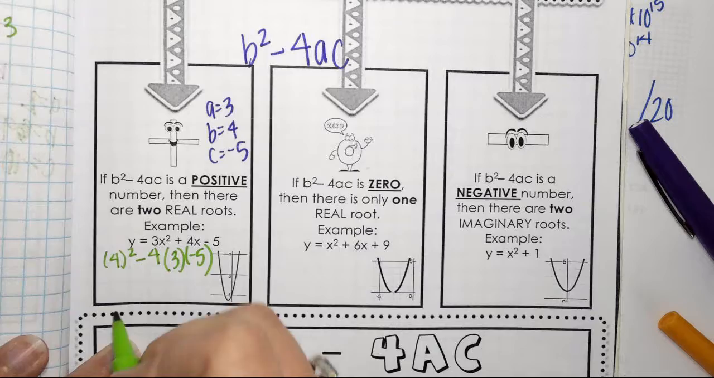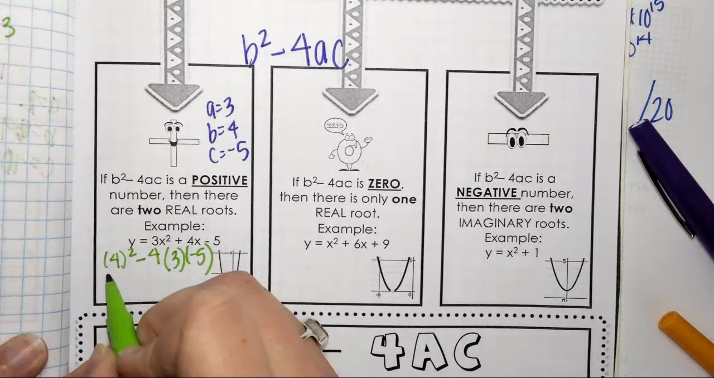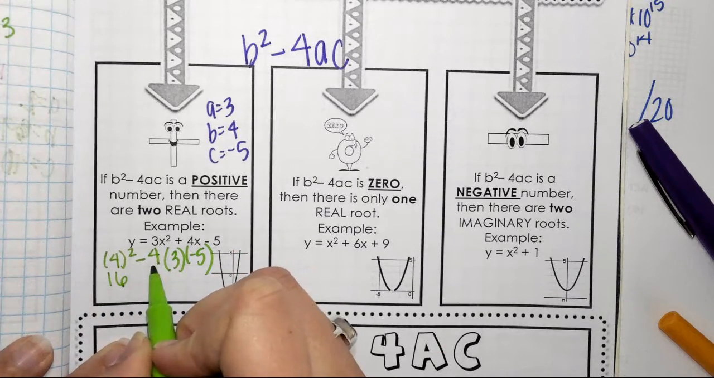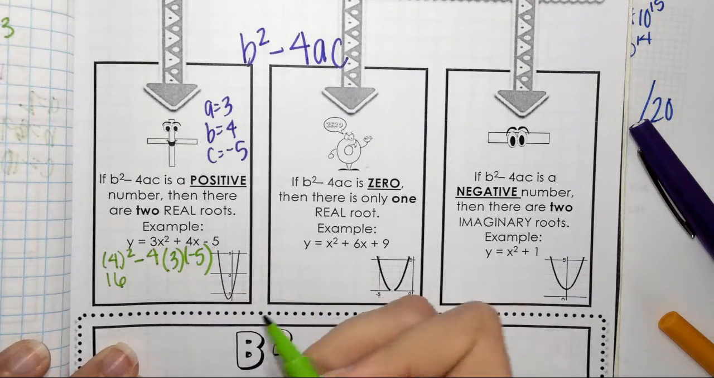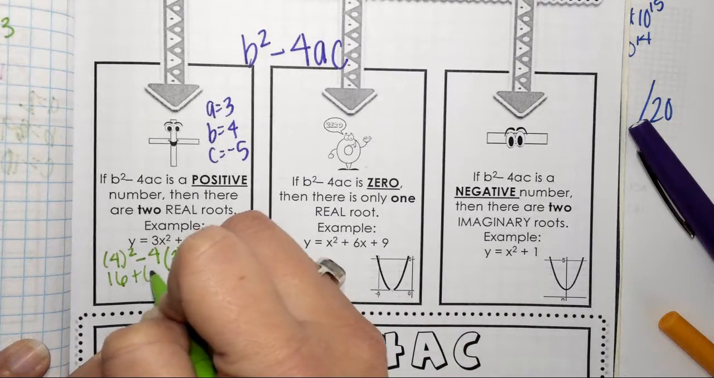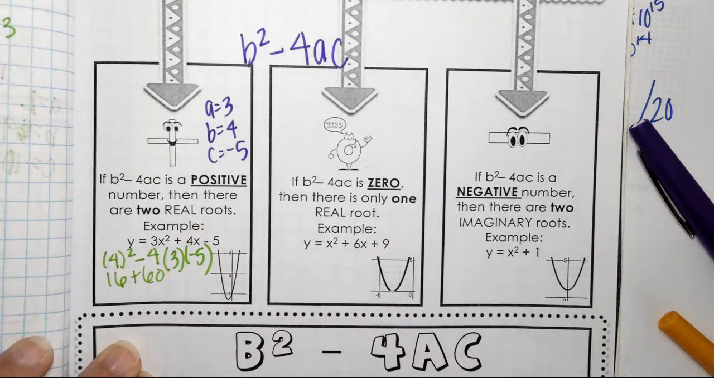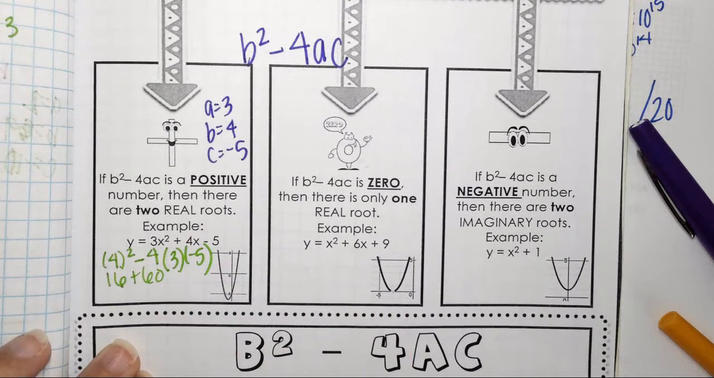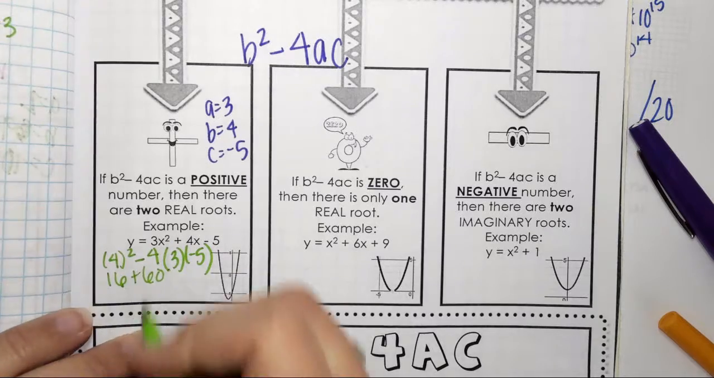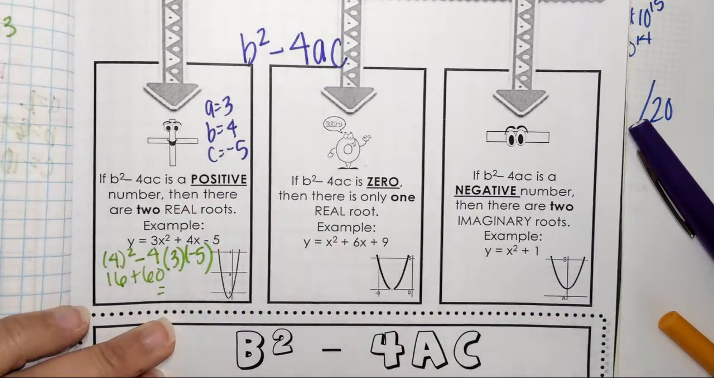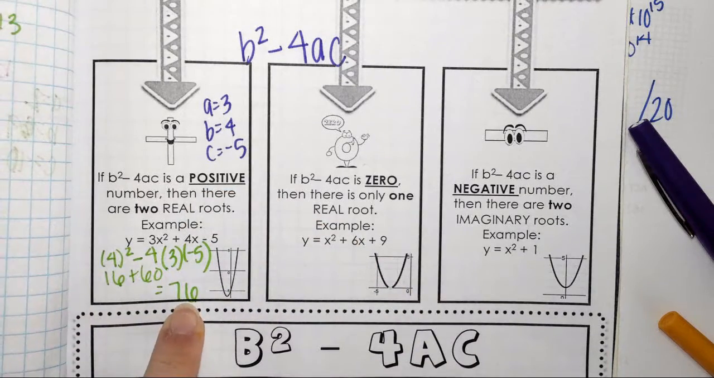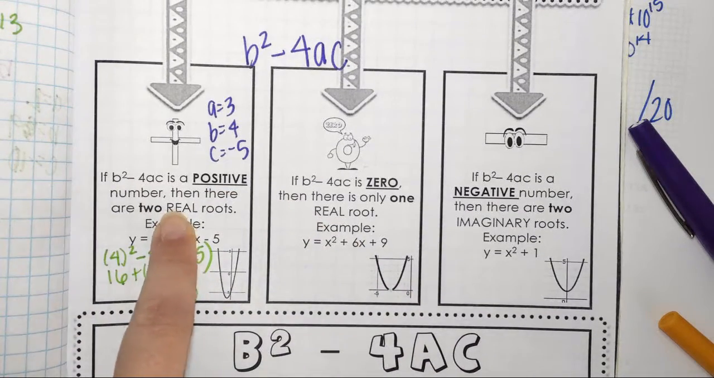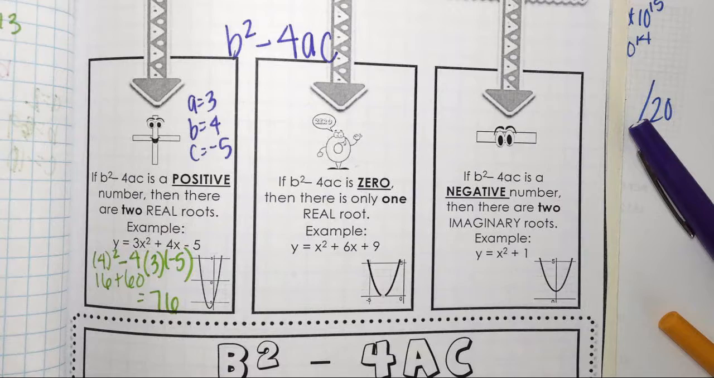All right, what's 4 squared? 16. What's negative 4 times 3? And what's negative 12 times negative 5? Positive 60. And what are we going to do with the 16 and the 60? Add them, and you get? 76. Take a point. Now, this is a positive answer, so we have 2 real roots. That's it. That's all you're doing for the discriminant.